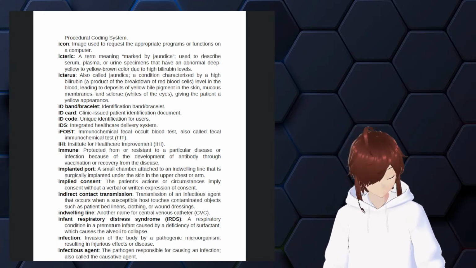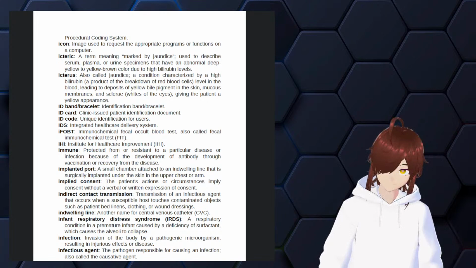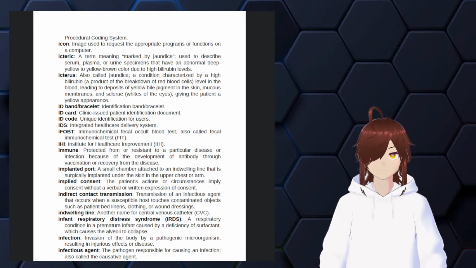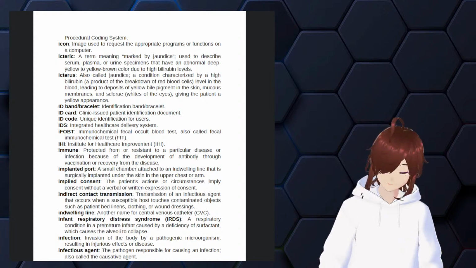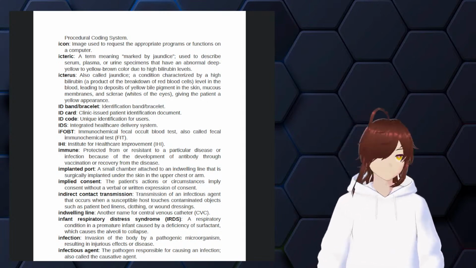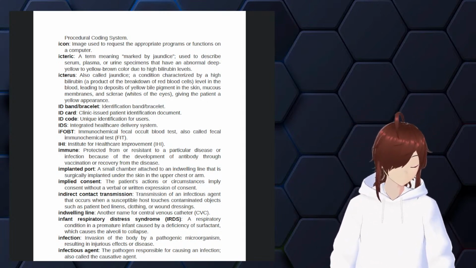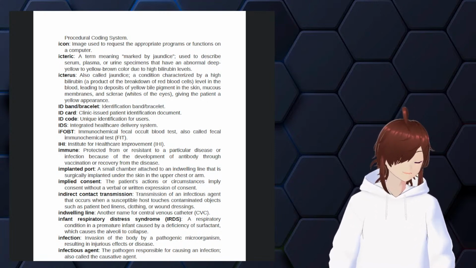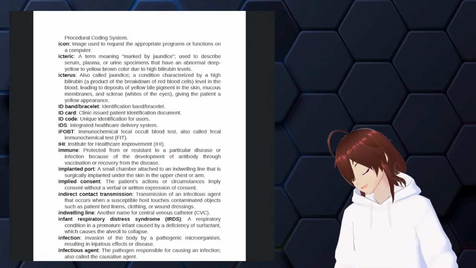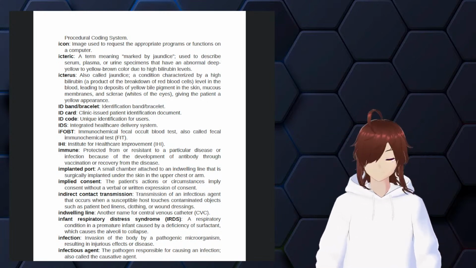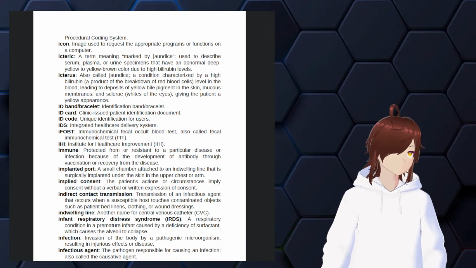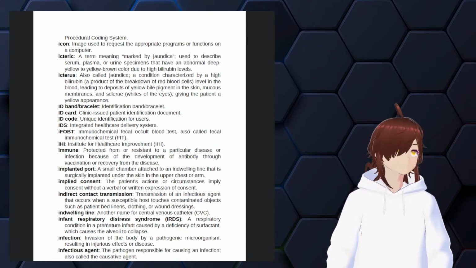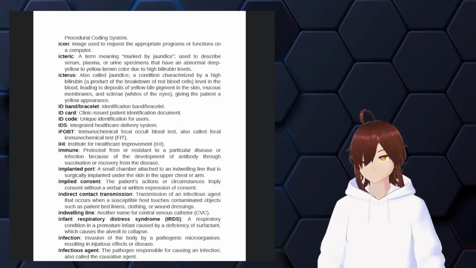ID band, bracelet, identification band, bracelet, ID card, clinic-issued patient identification document, ID code, unique identification for users. IDS, Integrated Healthcare Delivery System. IFOBT, Immunochemical Fecal Occult Blood Test, also called Fecal Immunochemical Test, FIT. IHI, Institute for Healthcare Improvement. Immune, protected from or resistant to a particular disease or infection because of the development of antibody through vaccination or recovery from the disease. Implanted port, a small chamber attached to an indwelling line that is surgically implanted under the skin in the upper chest or arm.